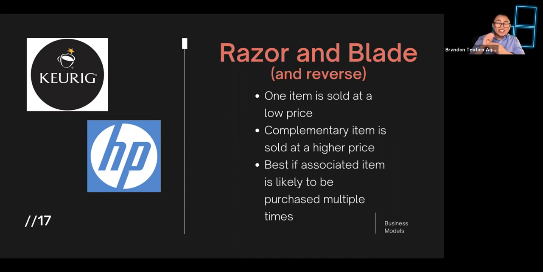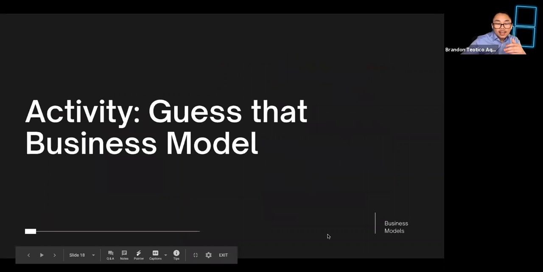Because if you think about it, it doesn't really make much sense if you're going to sell something only once and sell it for cheap. But with the complementary items being sold at a lower price, you're going to continue to get revenue because they're going to buy it over and over and over again. And yeah, so that's the last business model.